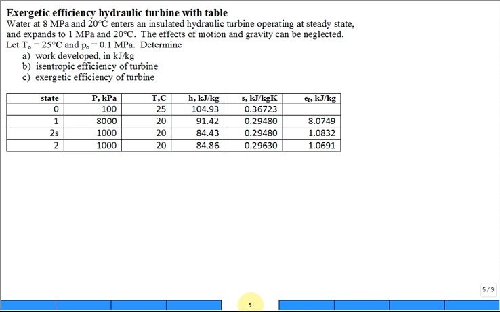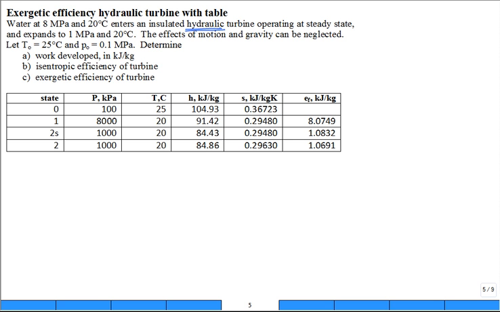Let's solve this problem. So we have water at 8 megapascals and 20 degrees C enters an insulated hydraulic turbine. So what do they mean by hydraulic when you see the word hydraulic? There is no phase change. It's all liquid. It's a liquid turbine. It's not a steam turbine. It's a liquid water turbine.